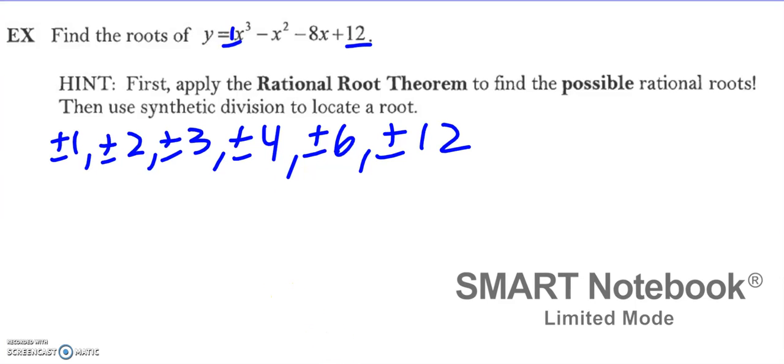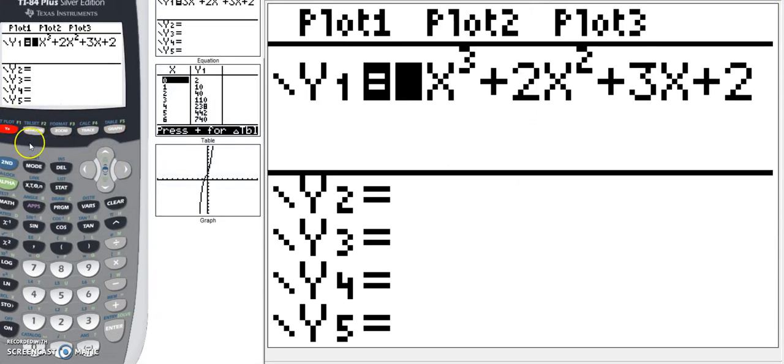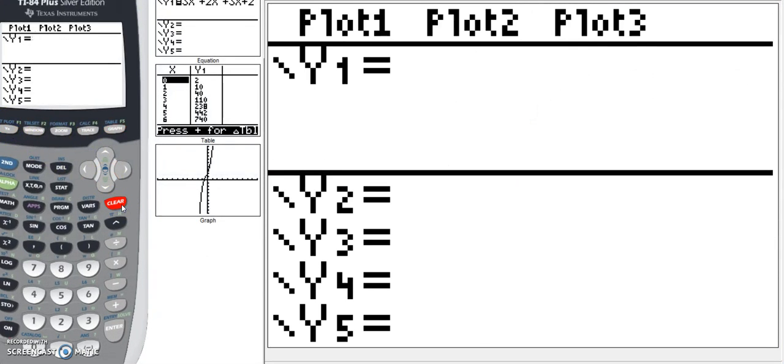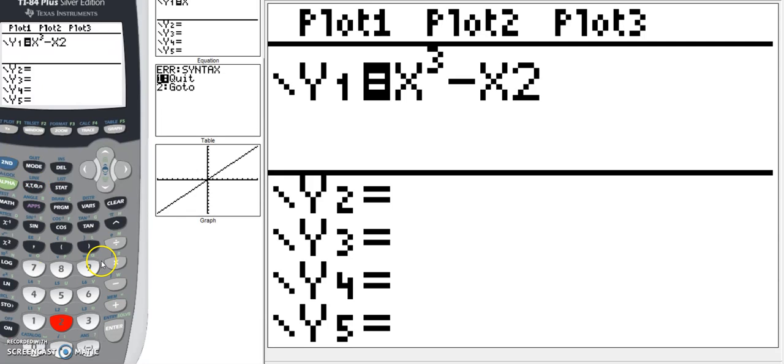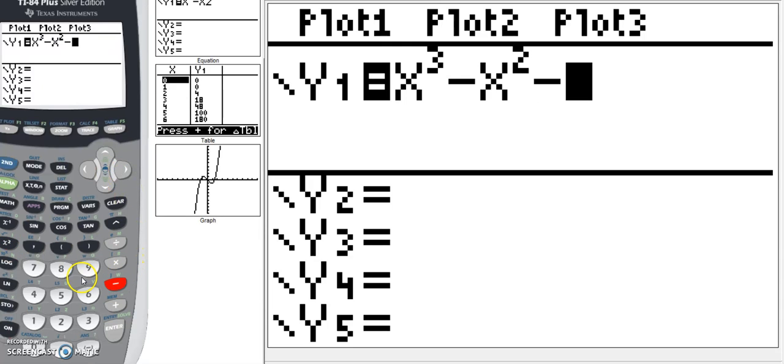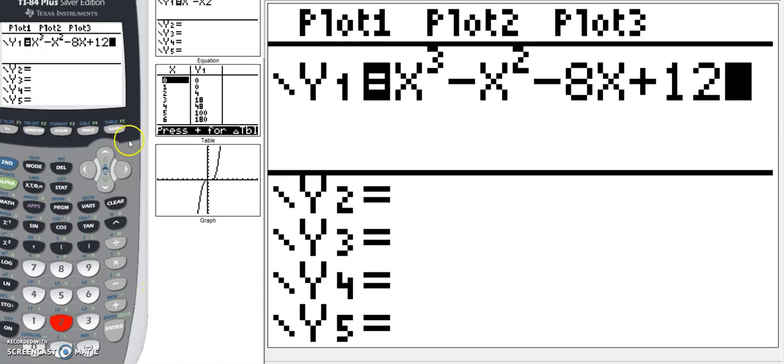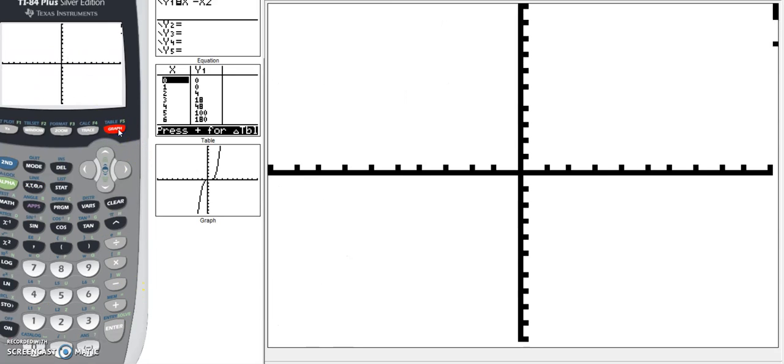Go to the calculator. Good answer. So let's go to our calculator. Let's put this function in. X to the third minus x squared. Whoops, squared. Sorry. Minus 8x plus 12. Great. Let's graph that.